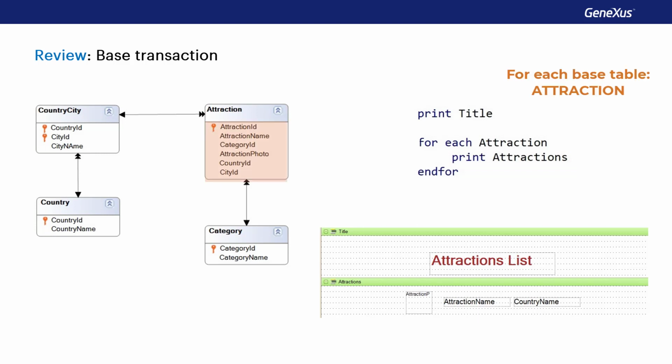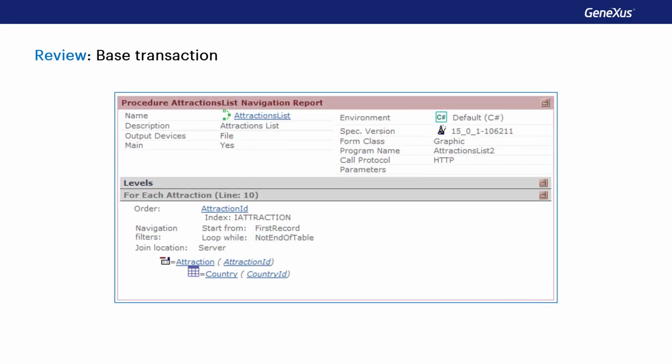In this example here, the base table of the forEach command will be attraction, that is, the table that will be run through and whose extended table will be accessed in order to retrieve the required data. The navigation list clearly says that the base table is attraction, which will be run through according to the primary key of that table, that is, ordered by attraction ID, and that the entire table will be run through, also accessing the country table to retrieve the country name value, which corresponds to the country of the attraction.